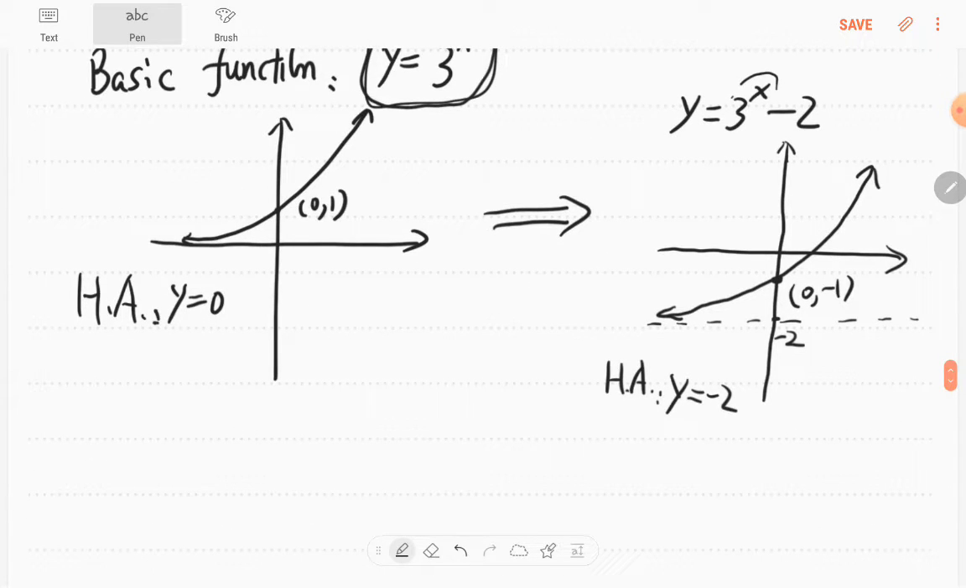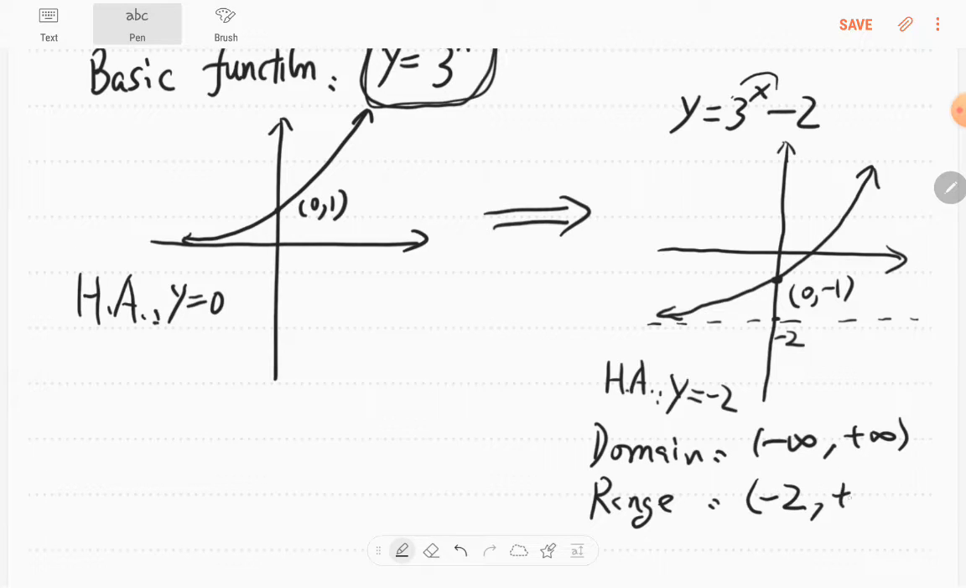From this one, we can see that the domain doesn't change, right? The domain is still from negative infinity to infinity. What about the range? You will see that the horizontal asymptote is y equals -2. So the graph is always above -2. So the range should be from -2, not included, to positive infinity.